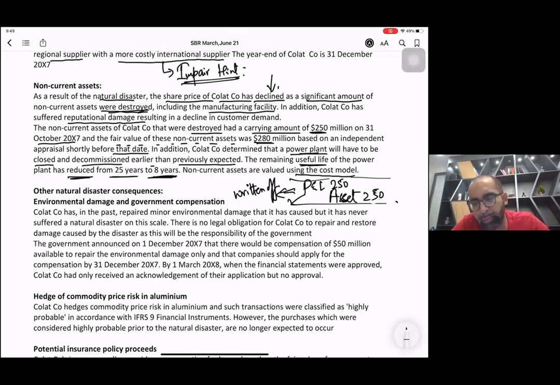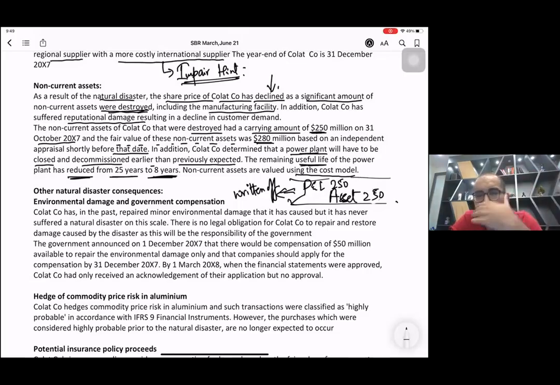First thing, keep it in mind. This is an impairment hint. The second thing, whenever there is a change in useful life, you divide today's net book value or carrying value by the remaining life, that is 8 years, to calculate future depreciation. And yes, a change in useful life is basically a change in accounting estimate. So these things are adjusted prospectively.